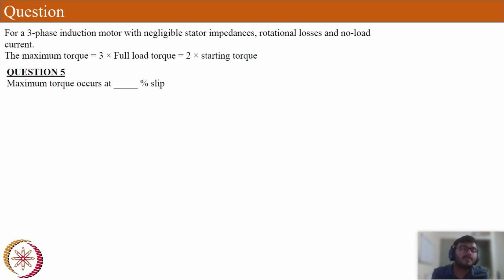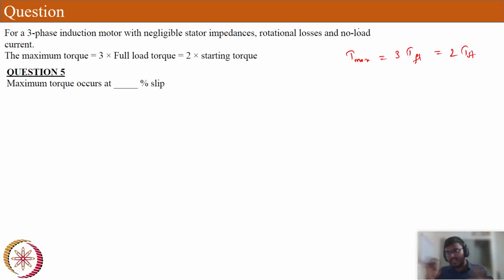So the question is for a three-phase induction motor with negligible stator impedances. Here also we have to neglect the stator impedances and rotational losses as well as no load current. The maximum torque is equal to 3 times the full load torque, which itself is equal to 2 times the starting torque. So it's all about ratios now. If it's in ratios, the problem is going to be very easy. You just have to write the ratios here.